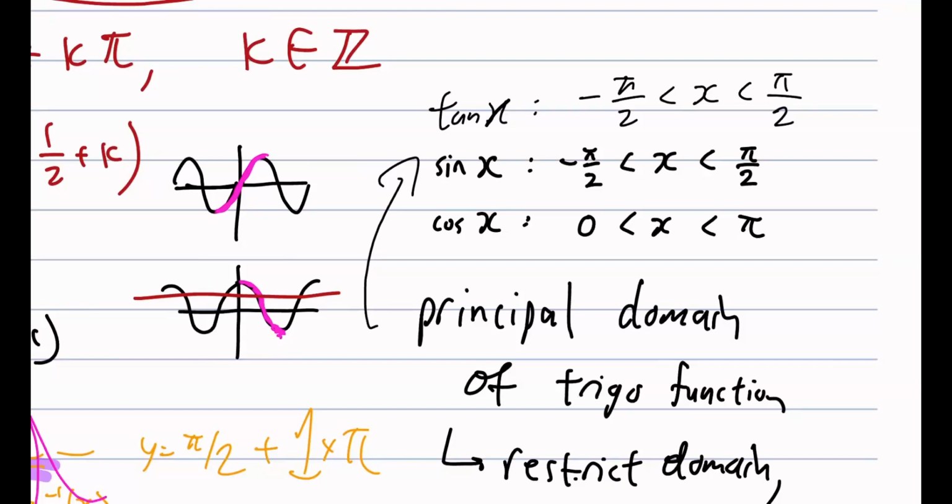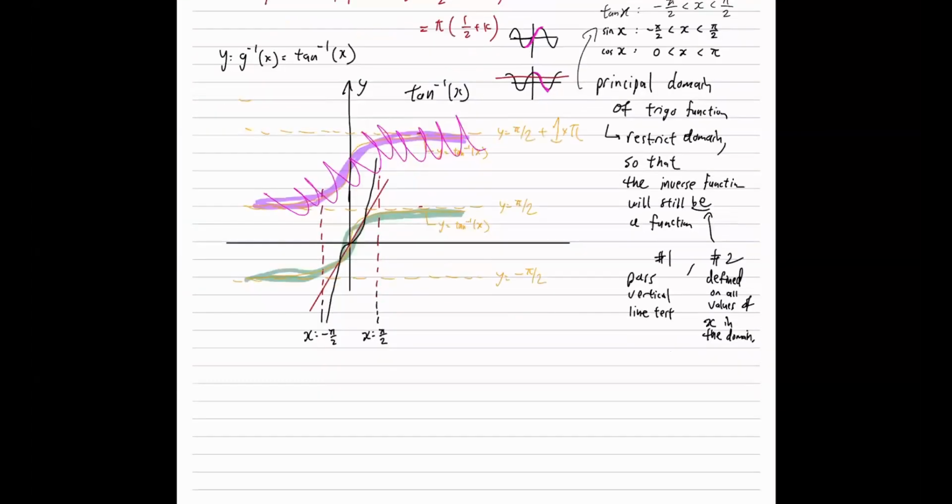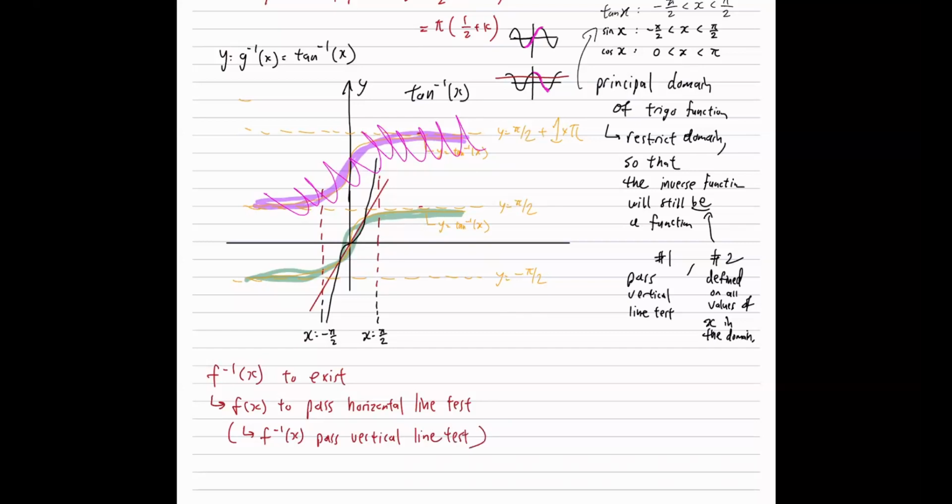Okay, so what that really means is, in order for the inverse function f inverse x to exist, you will need the original f x to pass the horizontal line test. If f x passes the horizontal line test, it implies that f inverse x will pass the vertical line test, so that the function f inverse is defined. Does that make sense to you?